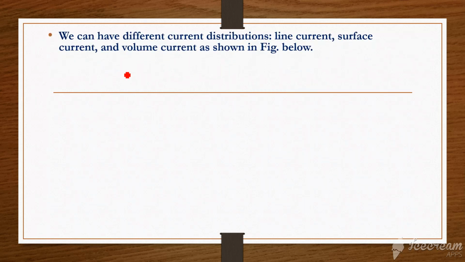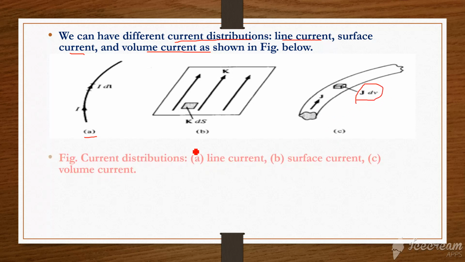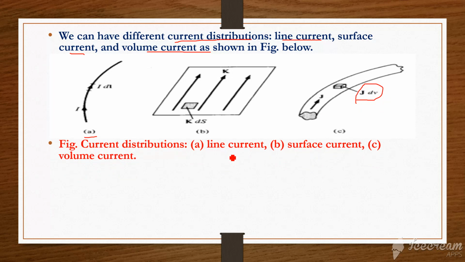Now we can define the different current distributions: line current, surface current and volume current, as shown in the figure below. Figure A is with respect to line current: the current is I and the element is IDL. This is surface current, and the surface current element is defined as K into dS. And this is with respect to volume, so the volume element is defined by J into dV. The figure shows the current distributions: line, surface and volume.